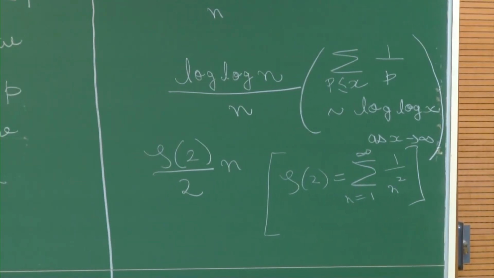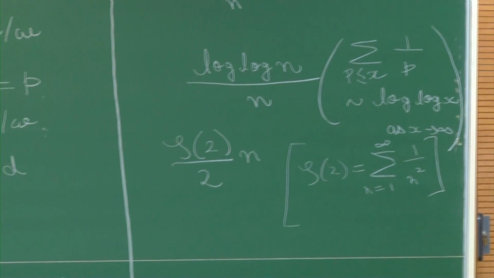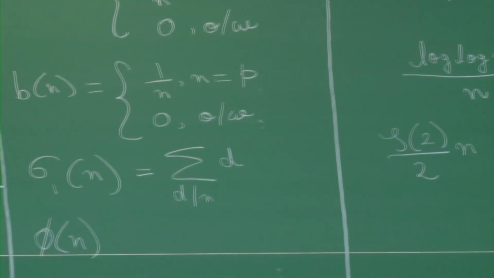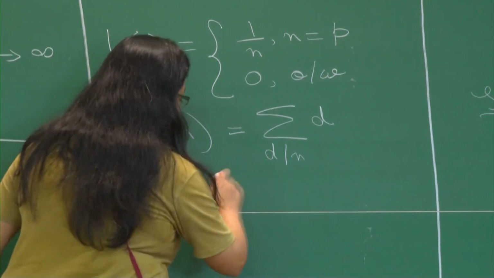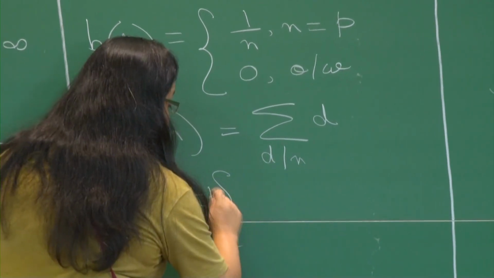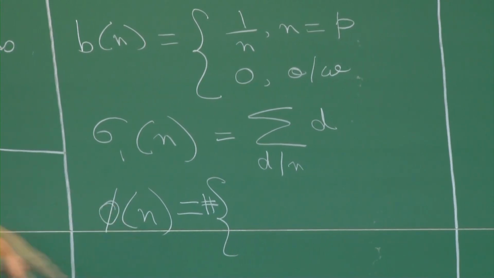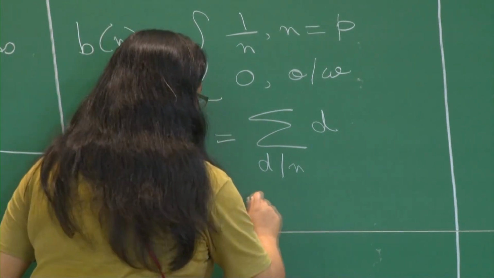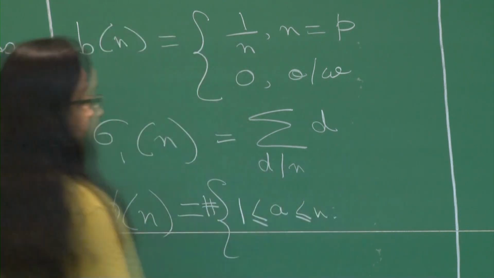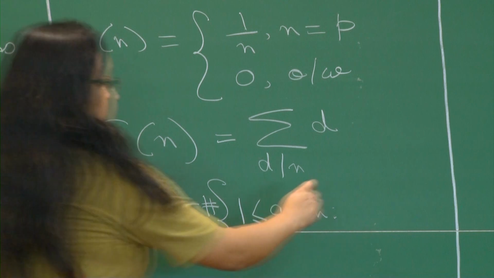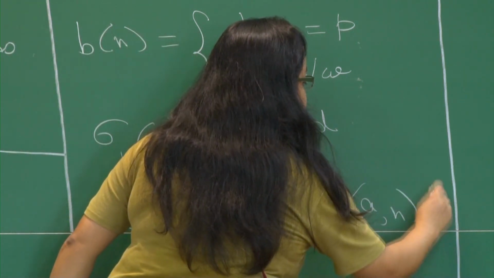Now, another important function is what is called the Euler phi function, or rather Euler's totient function. That is the name of this function. What does it measure? It counts the number of positive integers up to n which are coprime to n. So, 1 less than or equal to a less than or equal to n, for which GCD of a and n is 1.